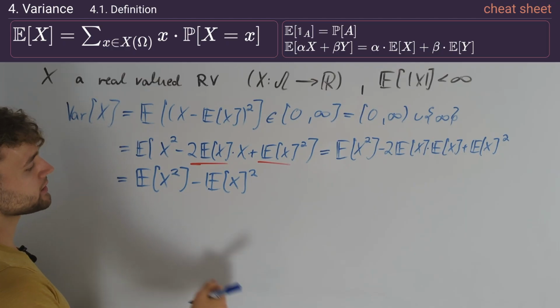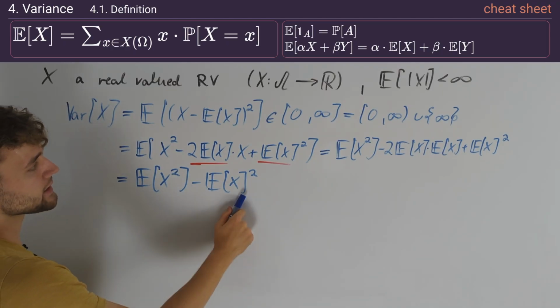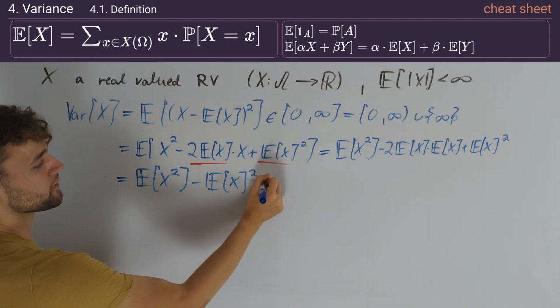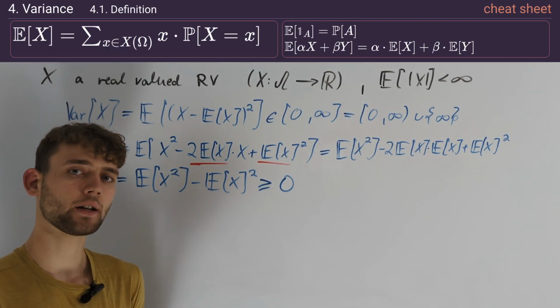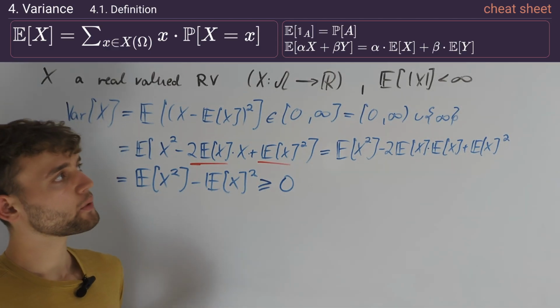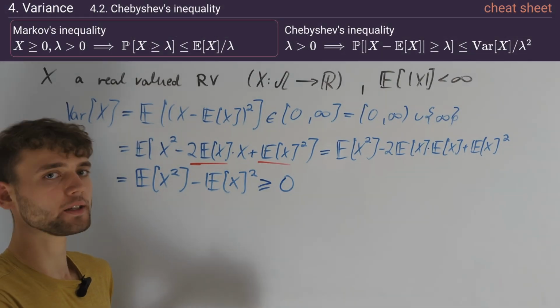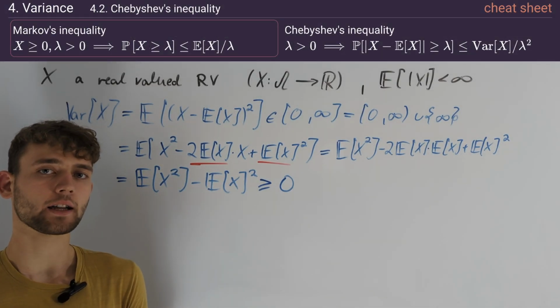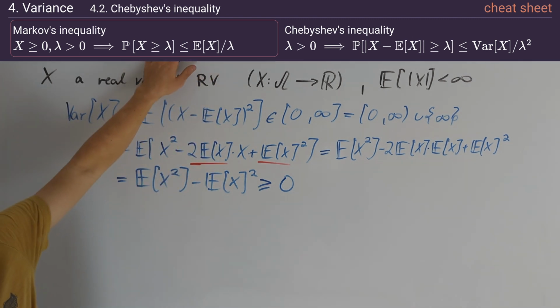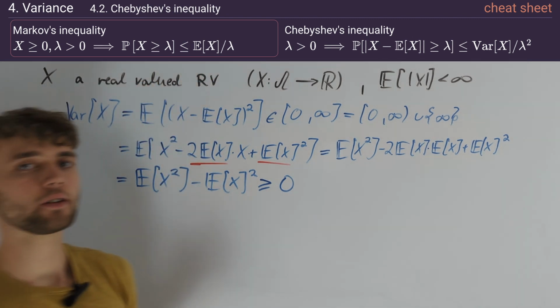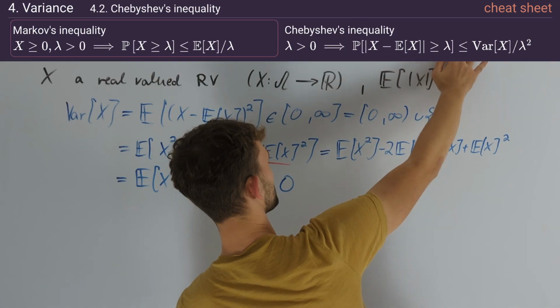As a consequence, we have just proven that this expression is non-negative. Whenever we know the value of the variance of X, and in particular if we know that this value is small, we can use the Chebyshev inequality to prove that X must lie close to its mean with high probability. We are now going to use Markov's inequality from the last video to prove that the Chebyshev inequality holds.